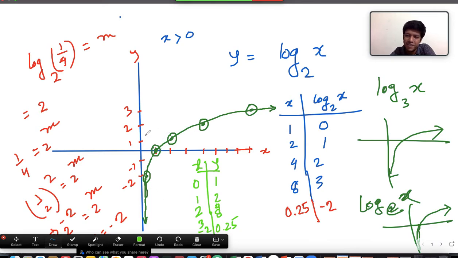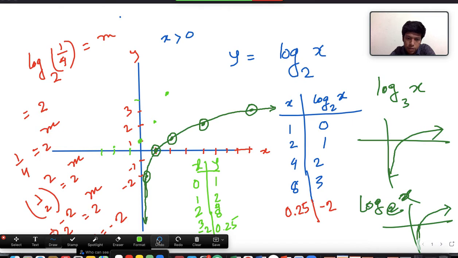Let's try to plot it. So this is minus 1, minus 2, minus 3, etc. For x equals 0, y equals 1, that means this point. For x equals 1, y equals 2, so this point. For x equals 2, y equals 4, somewhere here. Then for x equals minus 2, y equals 0.25. So this is the thing.